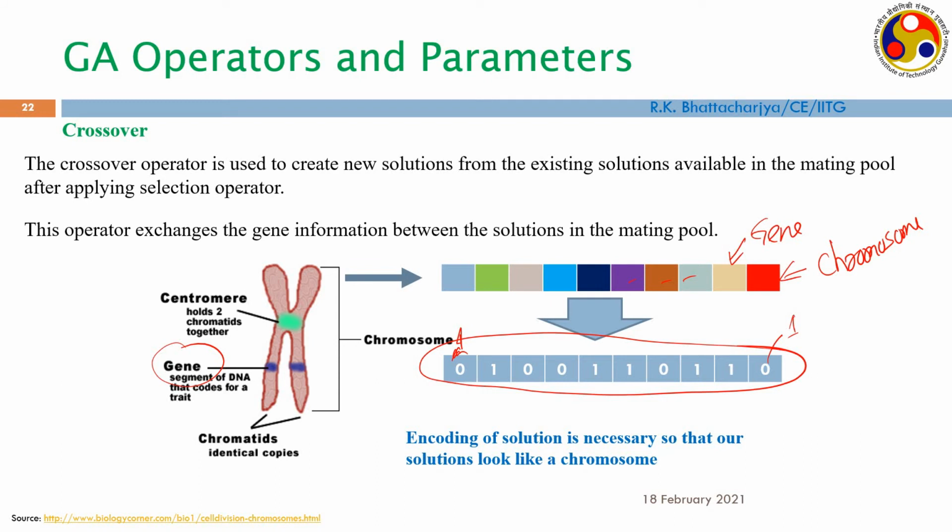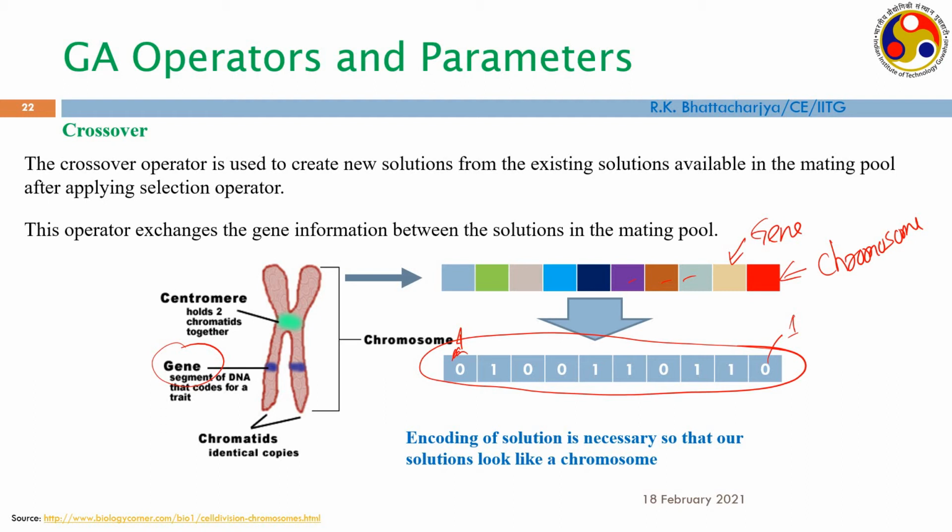Encoding of a solution is therefore necessary so that our solution looks like a chromosome. So you have to do the encoding so that the solutions look like a chromosome. In this case we are using binary bits, and therefore this genetic algorithm is also known as the binary coded genetic algorithm.